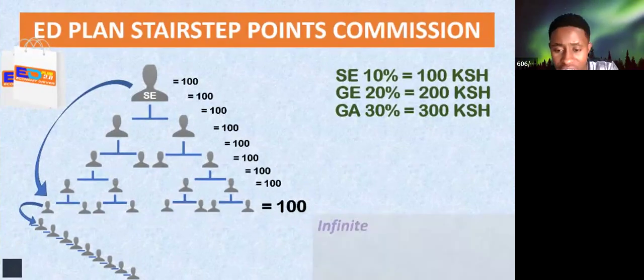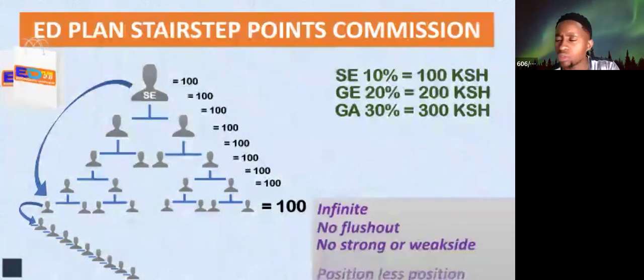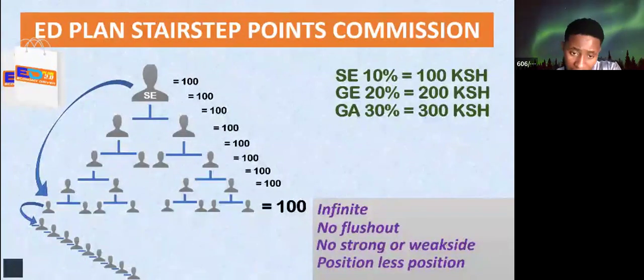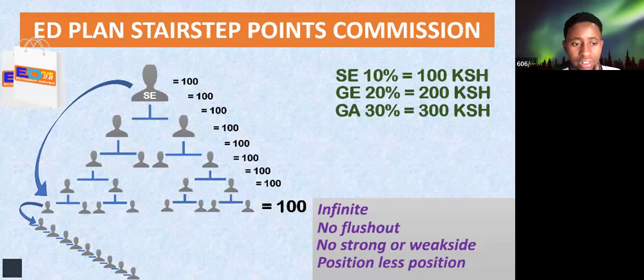So it goes until infinity. There is no flash out. There is no strong or weak side or pairing leg, and positionless position. It's positionless position. It means that doesn't matter where that person is, you're still going to make income. So in Stairstep bonus, everybody, you can earn from anyone in your organization.